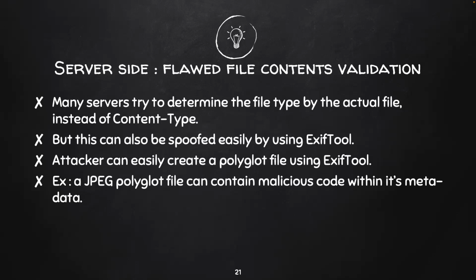The next type of validation present on the server side is file contents validation. Sometimes many servers try to determine the file type by the actual file instead of the content type. As we saw in the request earlier, the content type of the actual file we were uploading was present, like jpg content or php content. But this is not the only medium by which a server can identify the file type.